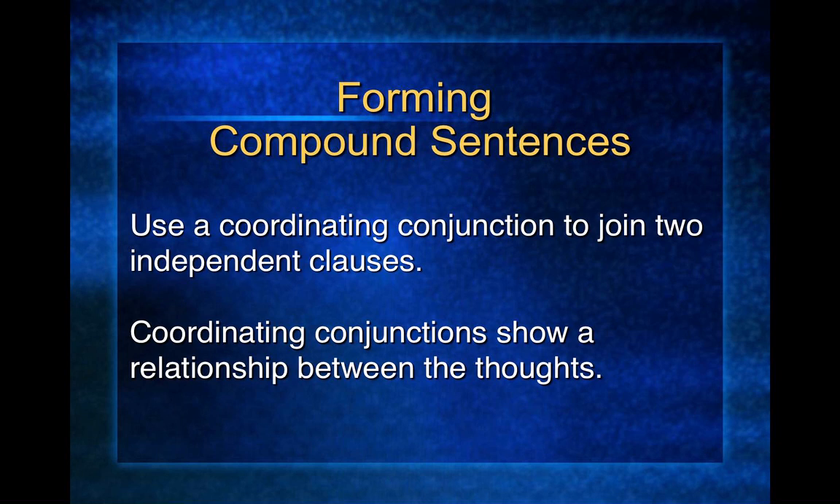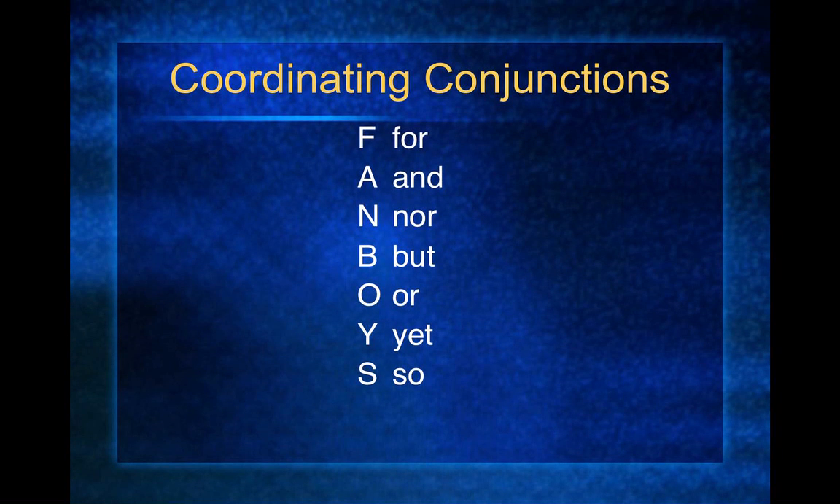Once you are able to identify an independent clause, you can use a coordinating conjunction to join two independent clauses. So, the coordinating conjunctions show a relationship between those two thoughts. It makes your writing more complex because you're able to build more complex ideas by putting just two simple independent clauses together. These are your coordinating conjunctions, affectionately known as the fanboys. They are for, and, nor, but, or, yet, so.